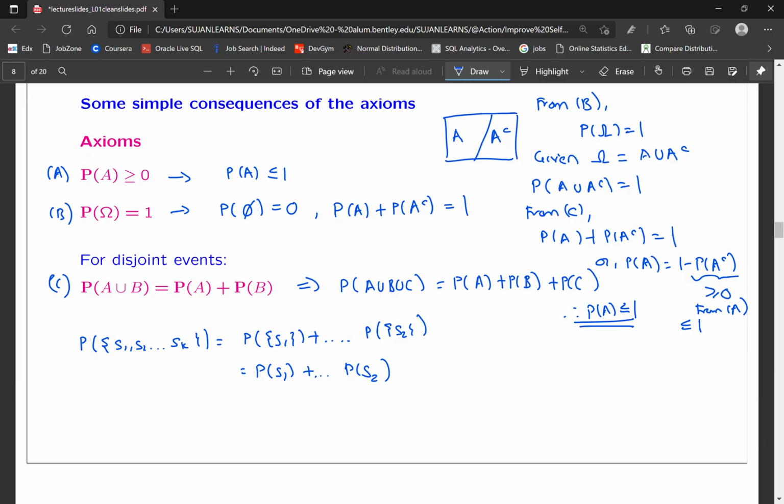Now let's move on to the second consequence. It says that probability of empty set is equal to 0. For this one, let us note that 1 is the probability of the set plus probability of the complement of the set. And let us use this property for the case where the set of interest is the entire sample space. Now the probability of the entire sample space is itself equal to 1.